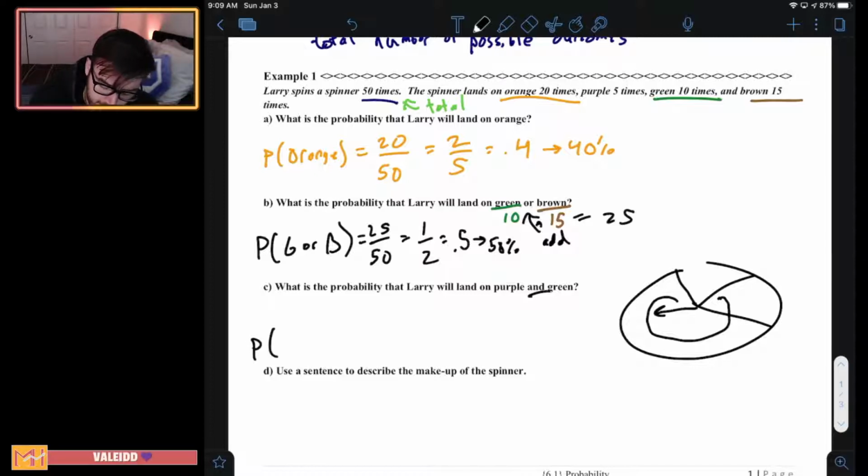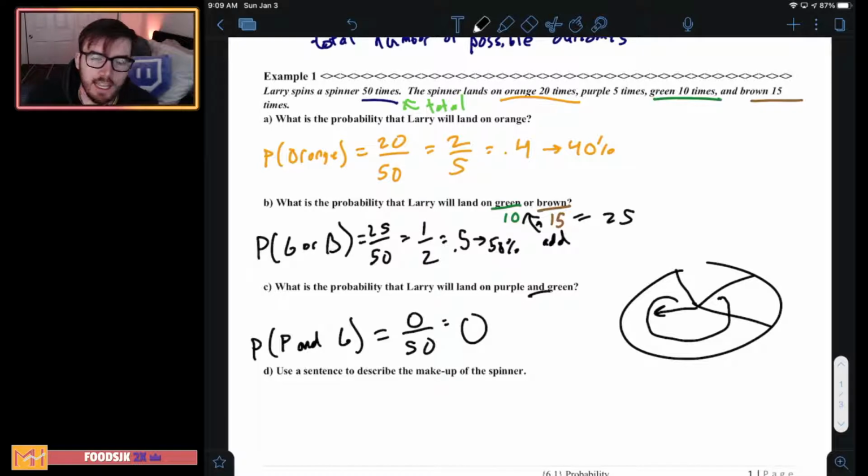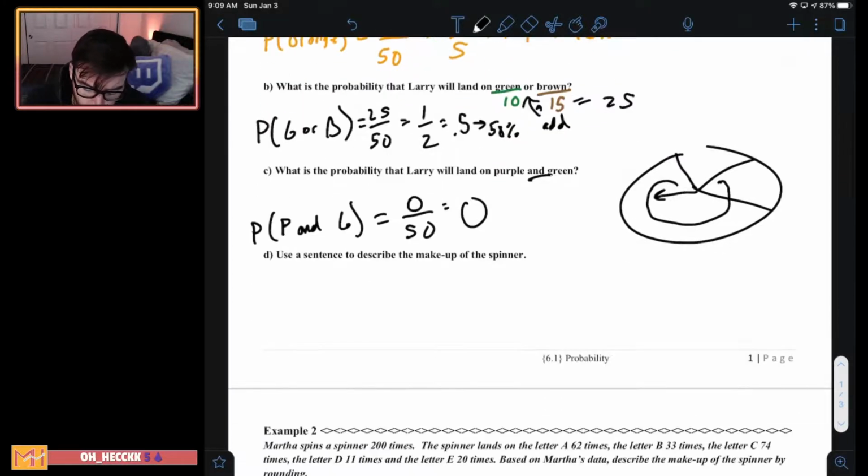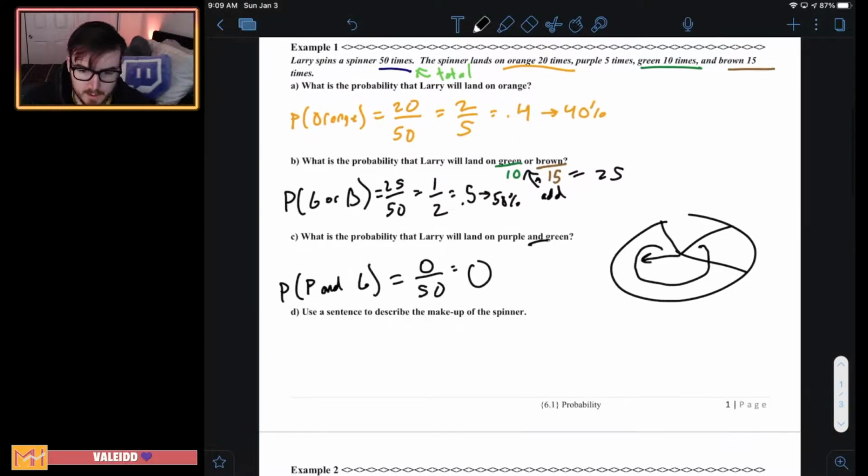So the probability of purple and green is 0 out of 50. That never happened. That never can happen. So the probability is 0. We can't land on purple and green at the same time. That just doesn't make sense. So use a sentence to describe the makeup of the spinner.